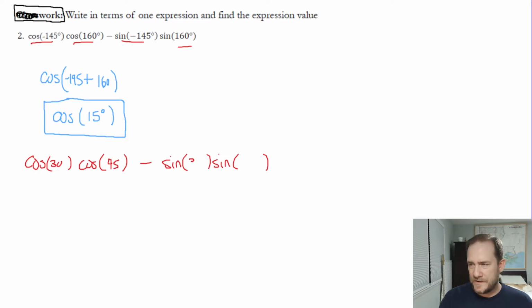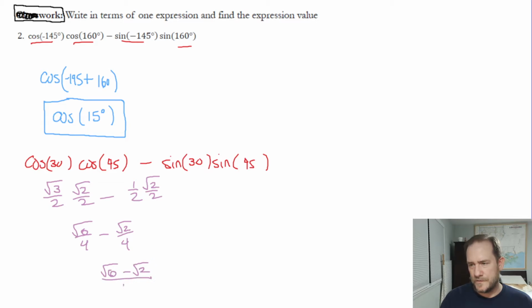I don't know if it makes sense for me to do this again since we've done this exact one before. But sure, one more time, we'll do it again, in case you guys are tuning into this video but you didn't tune into the others. Cosine 30 is root 3 over 2. This is root 2 over 2. This is 1/2. This is root 2 over 2. So you're looking at root 6 over 4 minus root 2 over 4, which is root 6 minus root 2 over 4.